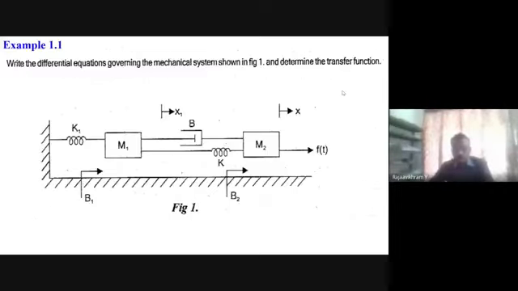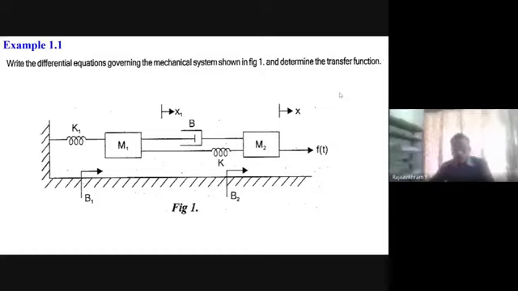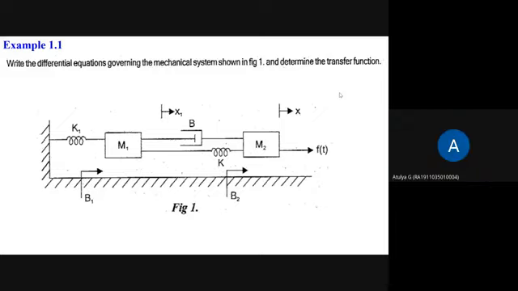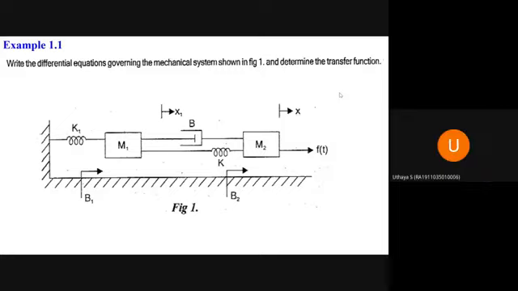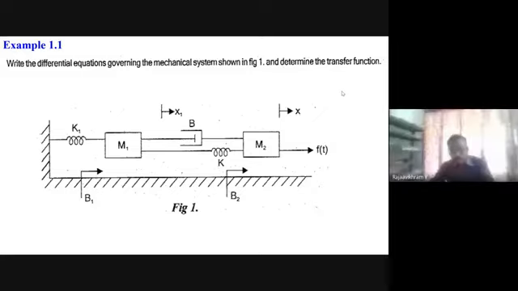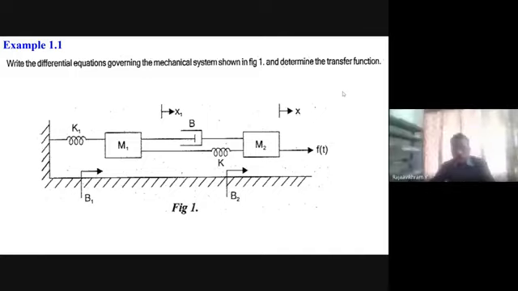M2. What are all the connecting elements with M2? Those are the opposing forces: B2, K, B, and X. So 4 are opposing forces, and with B that makes 5 opposing forces. F is the input force.